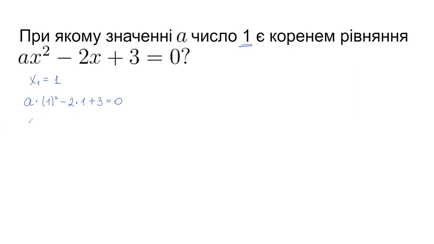So a times 1 squared would be just a. Minus 2 times 1 is just minus 2, and plus 3 equals 0. So minus 2 plus 3 is pretty easy. So you have a plus 1 equals 0, and your a equals negative 1. So you already got the value of your a, so that 1 is one of the roots of your equation.